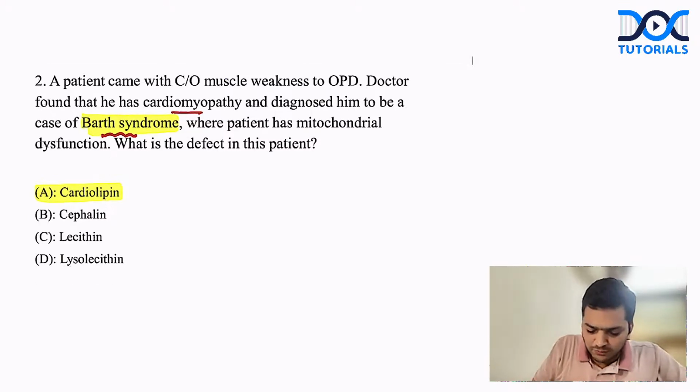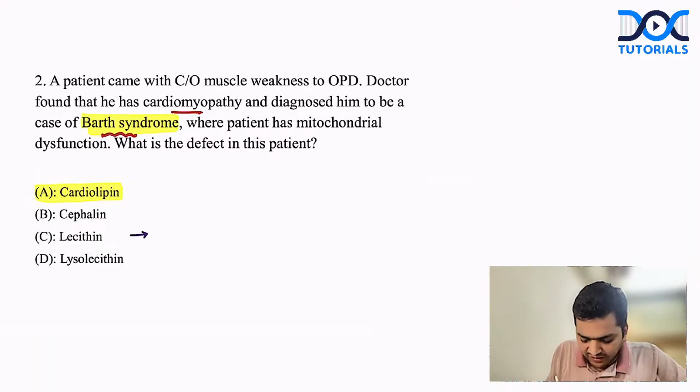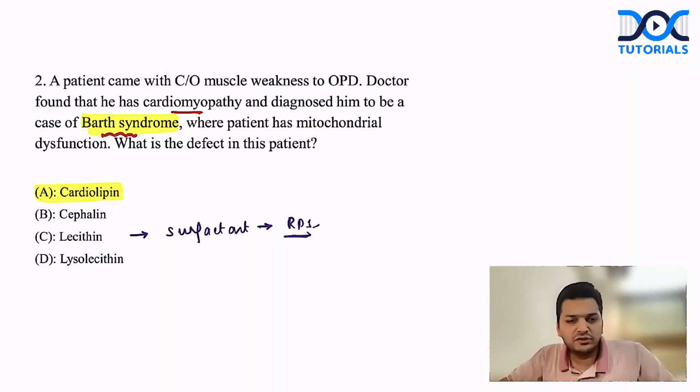Now, one more option that was there was lecithin. Lecithin is related to surfactant, right? And if lecithin is having a problem, the child will have respiratory distress syndrome. So lecithin is related to surfactant, and cardiolipin is related to the mitochondrial membrane.